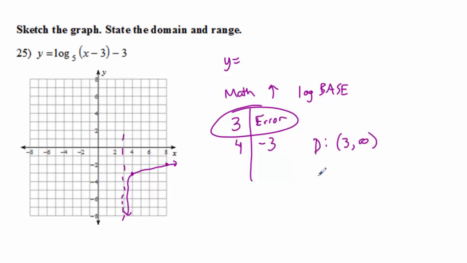The range is our y values, and that's our up and down. It goes down forever, and since it's going up and right, it's going to go up forever also. So that's negative infinity comma positive infinity.